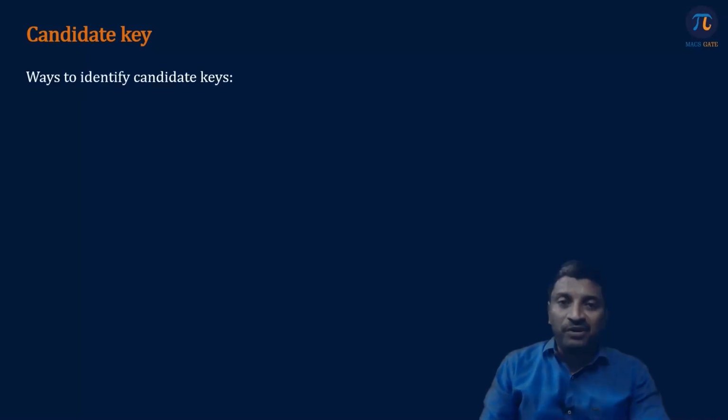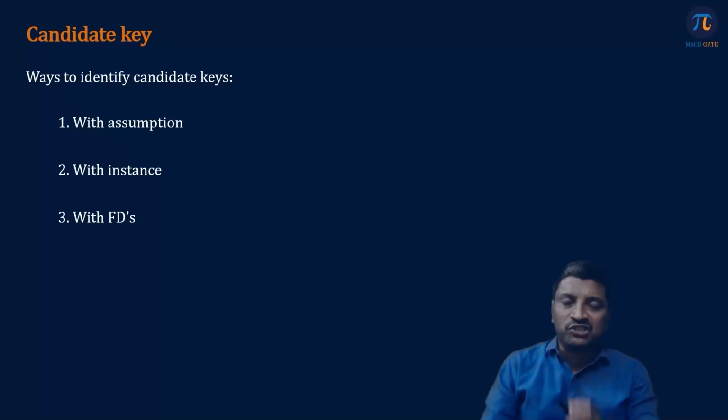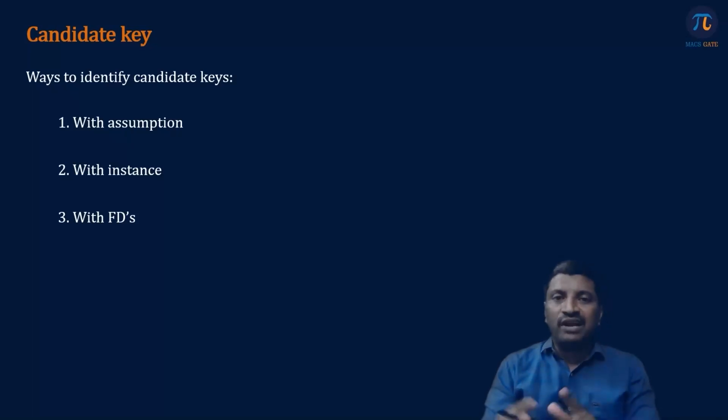Then in the previous example, we have some knowledge about the attributes of the relation. Now let us suppose that we don't have any domain knowledge about the relation. Then how to identify the candidate keys? We have mainly three ways to identify candidate keys. The first one is with assumption. While defining the relation schema of the relation, we make some assumptions. By using those assumptions, we can identify what are the candidate keys.